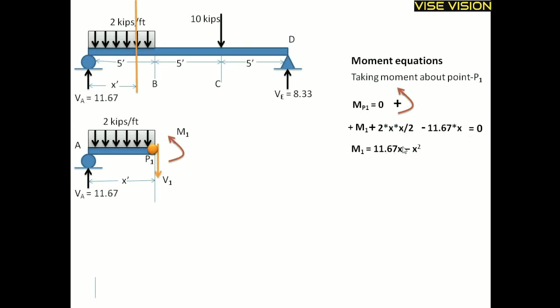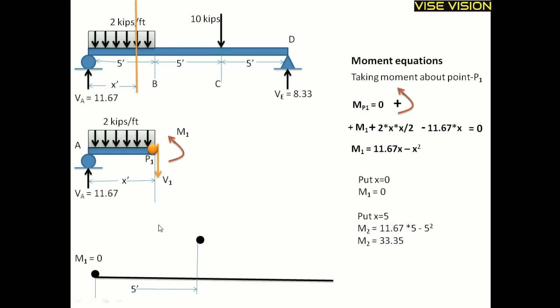So this is now my moment equation for this region, and in this region I can put any value of x from 0 to 5 and I will get the moment value at that point. In this equation, putting x equal to 0, I will get M1 as 0, and putting x equal to 5, here at point B I will get M2 value 33.5. Draw the curve like that. So this equation can be used only for this region.